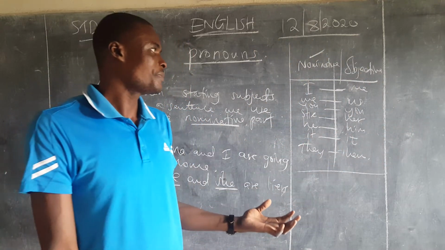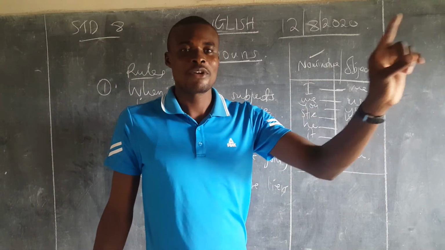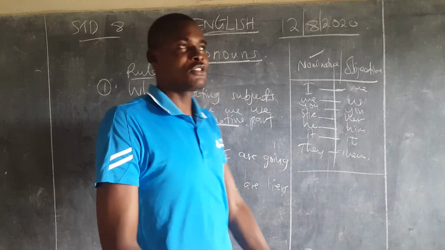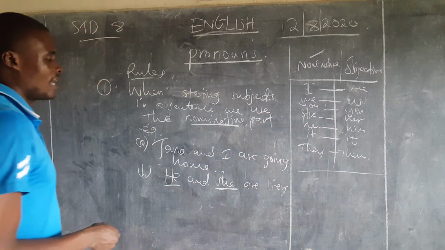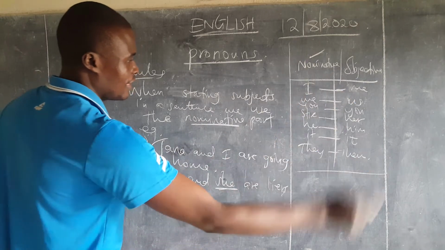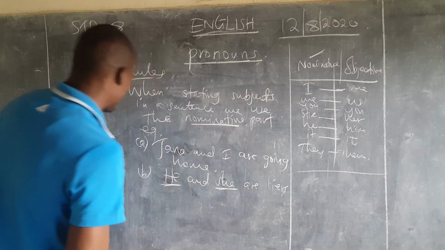I saw he, like that. You can talk of he. No, not I saw him. So when you're mentioning them, I saw he, I saw she, and the rest. You mention the nominative part alone.